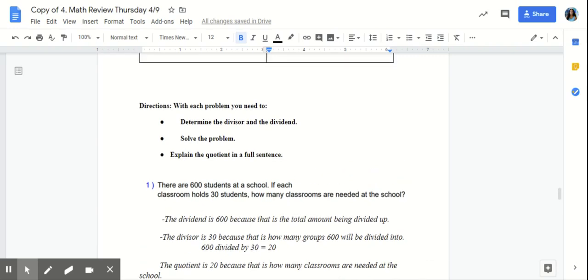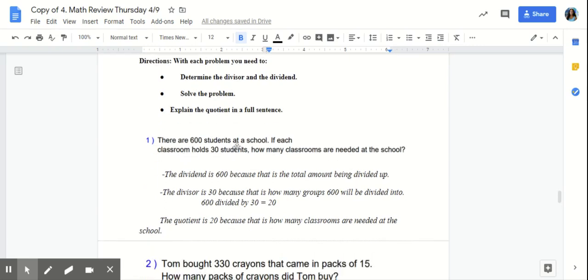So for our next problem, our directions tell us with each problem, you need to determine the divisor and the dividend, solve the problem, explain the quotient in a full sentence. There are 600 students at a school. If each classroom holds 30 students, how many classrooms are needed at the school?